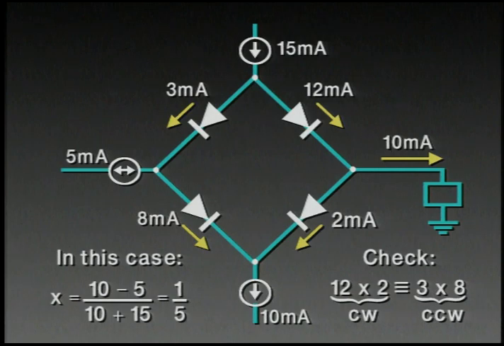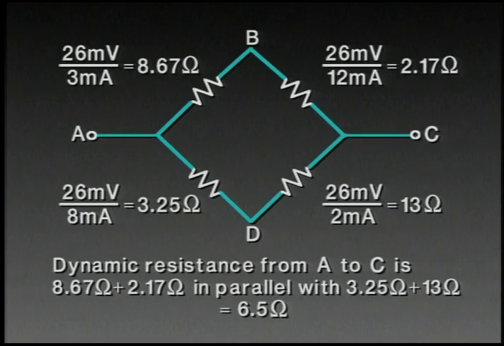We've shown 15 milliamps of current at the top, 10 milliamps at the bottom, and an input current of 5 milliamps. We solve for x in the bottom left-hand equation, and checking it out, indeed, the product of the counterclockwise and clockwise currents is equal. So having done that, now we know the currents in the individual diodes, and we can calculate the net dynamic resistance from point A to point C in a very straightforward manner. Remember again that these are only incremental resistances, not ohmic resistances, so this will be a noiseless 6.5 ohm resistance.